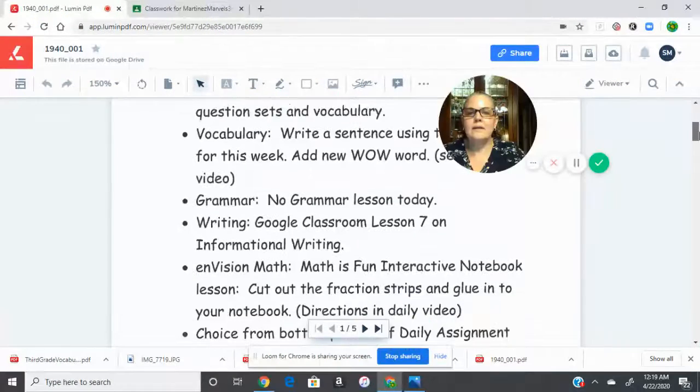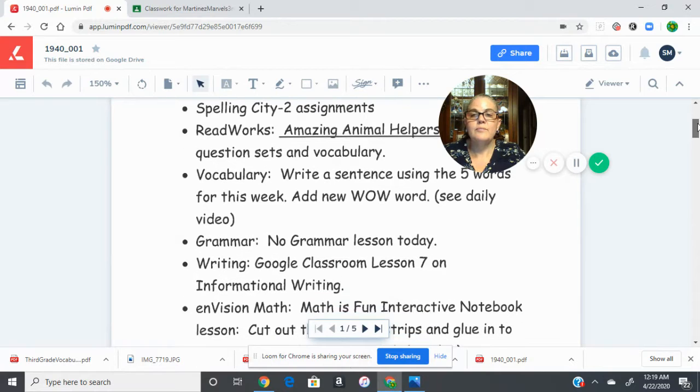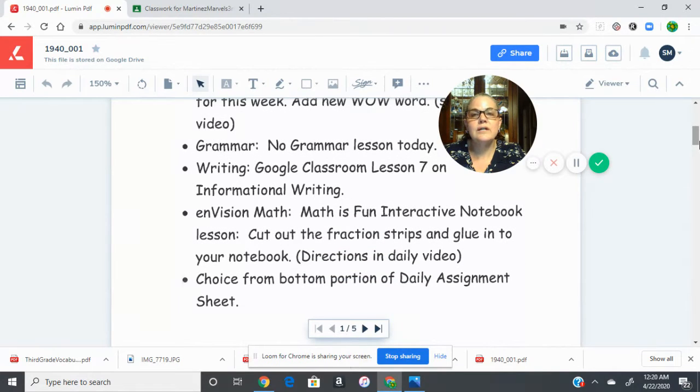Okay, we have morning page 125 in your morning workbook, and then 2 more Spelling City assignments if you're not finished. And then on ReadWorks, we're going to be reading the story Amazing Animal Helpers, then do the question sets and the vocabulary. For vocabulary today, we're going to write a sentence with our vocabulary words, and then we're going to add a wow word. I'll go over that in the video today, and both of those things are in our Google Classroom. So no grammar lesson today.